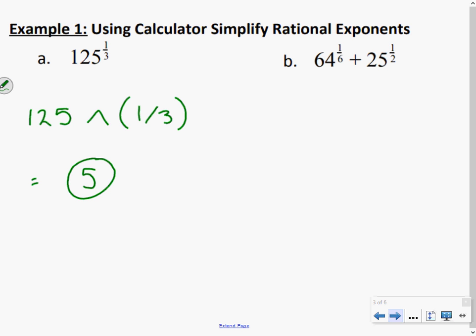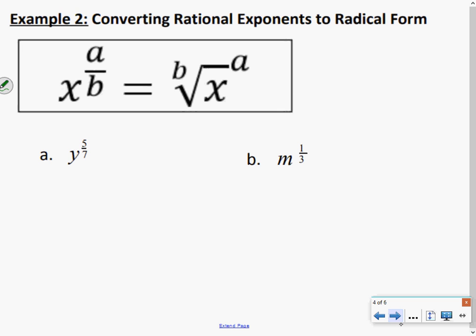Or when we do 64 to the 1/6 power, so again, you would use that caret key. 64 to the 1/6 power is just going to give us 2. 25 to the 1/2 power is just 5. So this whole expression becomes 7. But we can't always do that. And when we can't, we're going to have to convert.